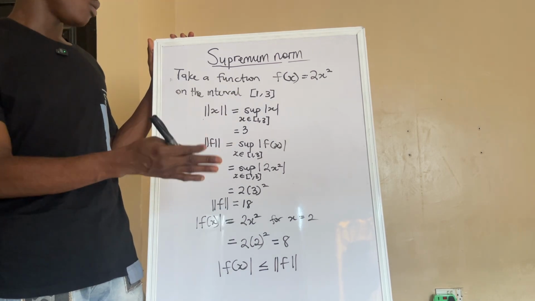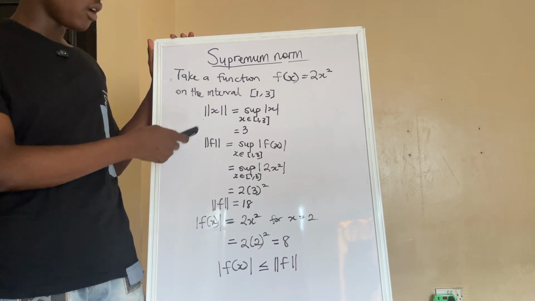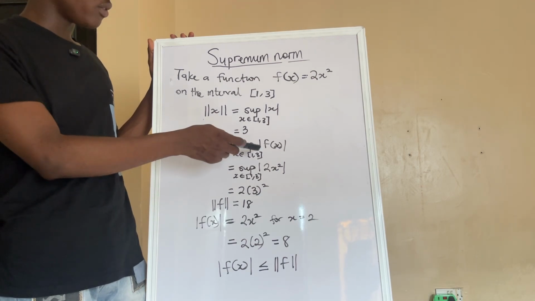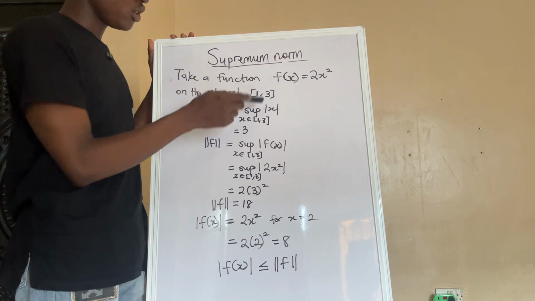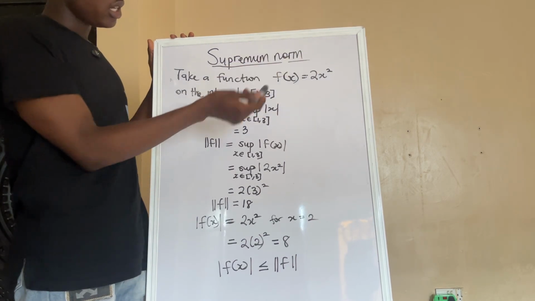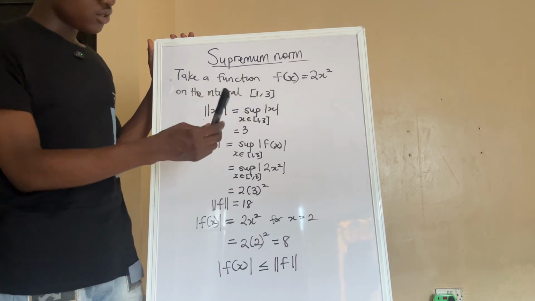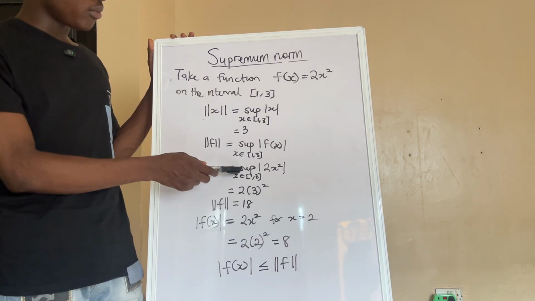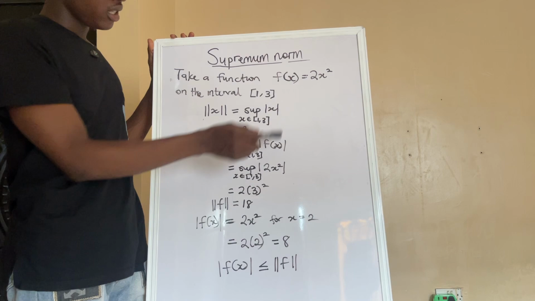So that's why we have 3 as our answer here. Now, moving on to the norm of f. We've defined that to be the supremum of the absolute value of this function. So we have moved from x to f of x now, and since we've defined f of x to be this, we're dealing with the supremum of 2x squared.